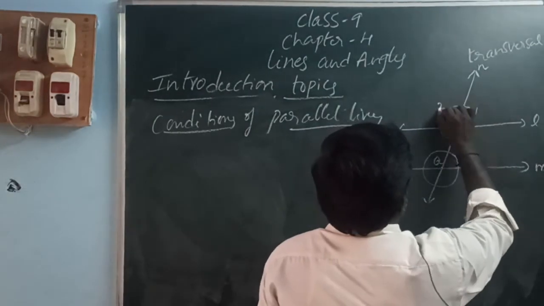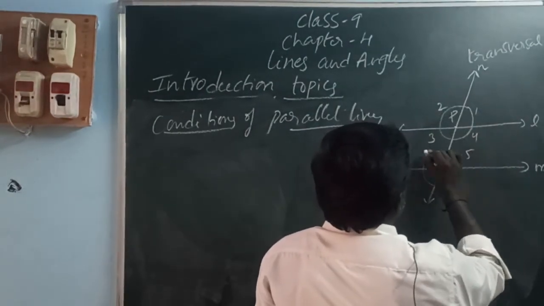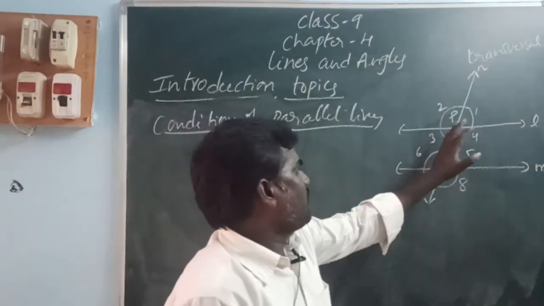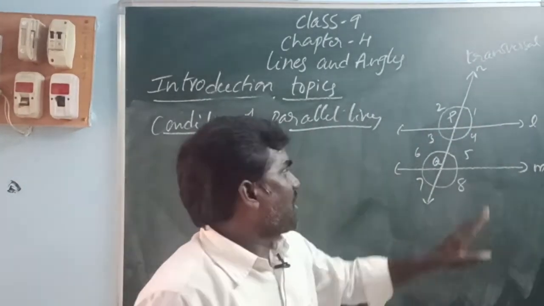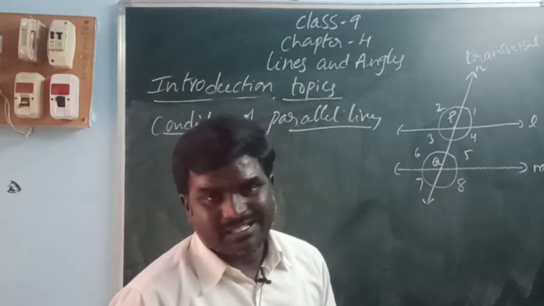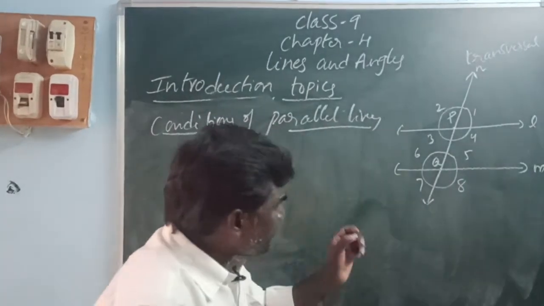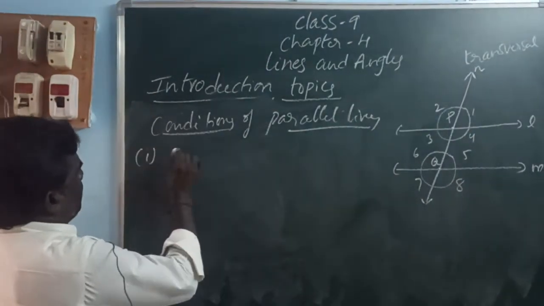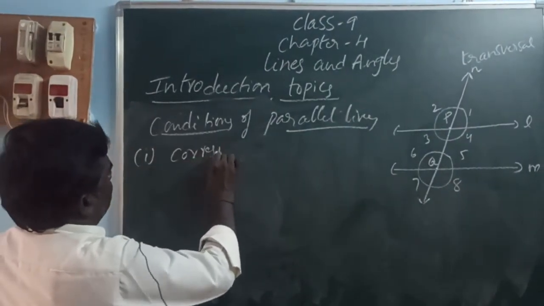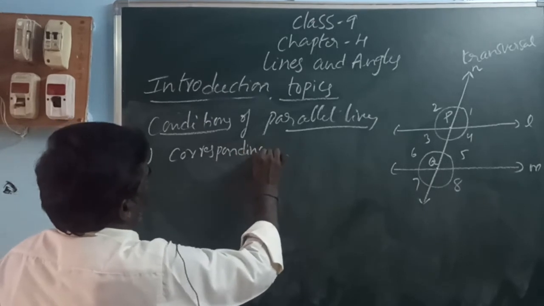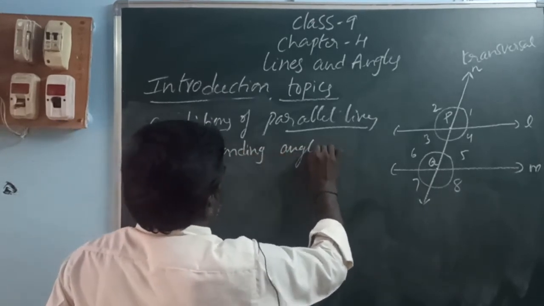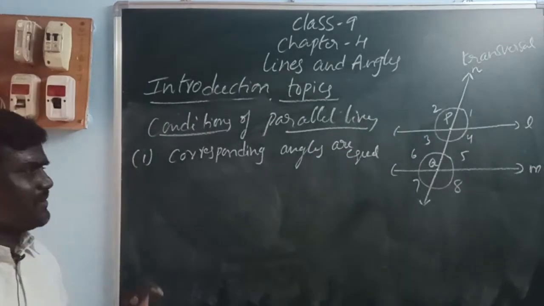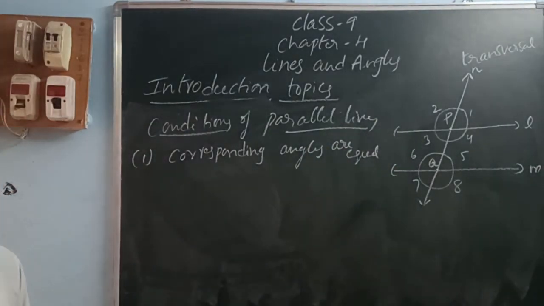So here 1, 2, 3, 4, 5, 6, 7, 8. These angles: 3, 4, 5, 6 are interior, and 1, 2, 7, 8 are exterior angles. So what are the conditions of parallel lines? First one, corresponding angles are equal. Corresponding angles are equal. Here, what are called corresponding angles?